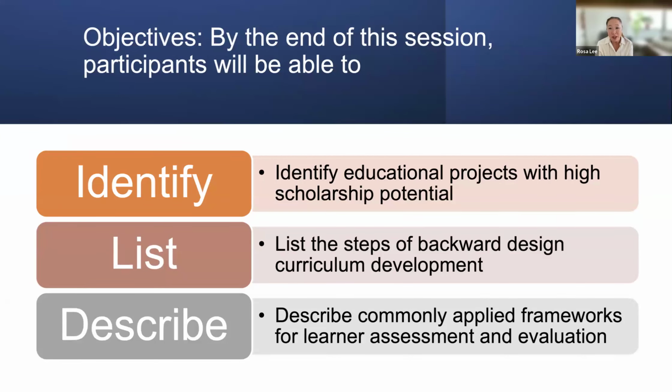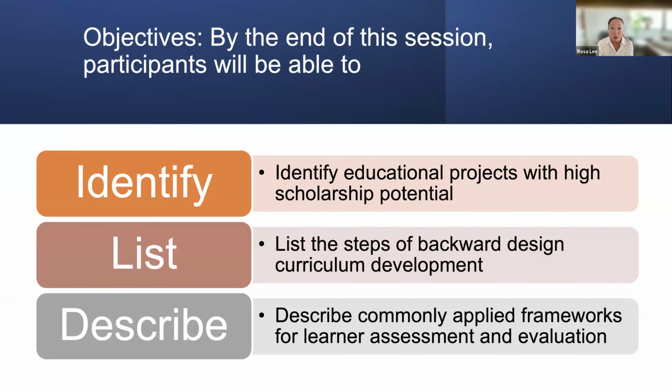So the learning objectives for this session are to identify educational projects that have high scholarship potential to really help you as you start to develop and implement your own ideas, really have that eye towards scholarship and publication, and make sure that your curriculum or your educational project really aligns with expectations for what has a good potential for publication. The second objective is to list the steps of backward design curriculum development.